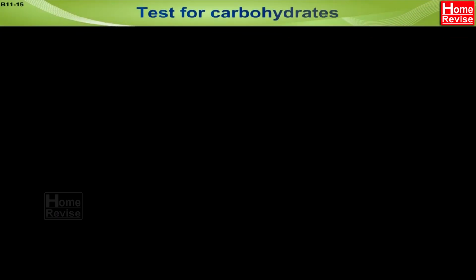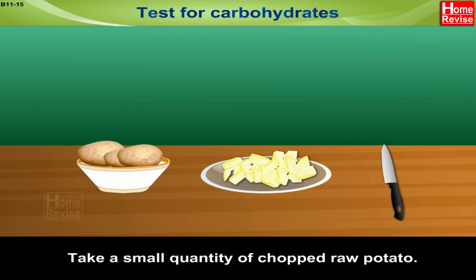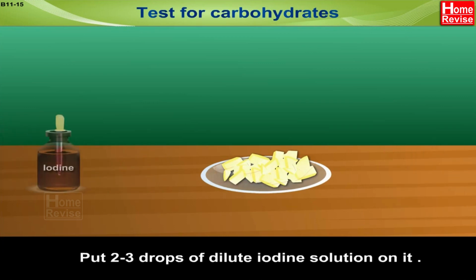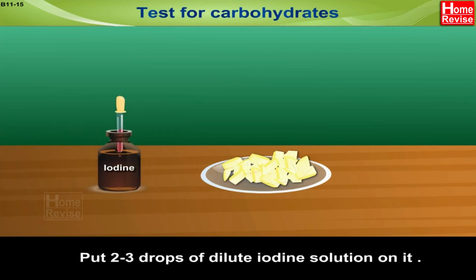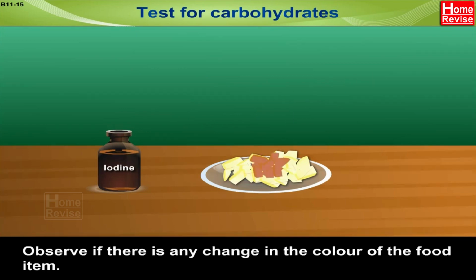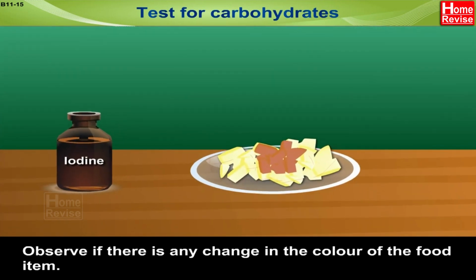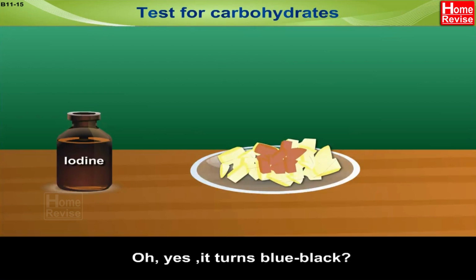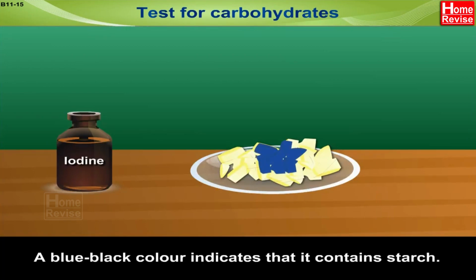Test for carbohydrates. Take a small quantity of chopped raw potato. Put 2 to 3 drops of dilute iodine solution on it. Observe if there is any change in the color of the food item. Oh yes, it turns blue-black. A blue-black color indicates that it contains starch.